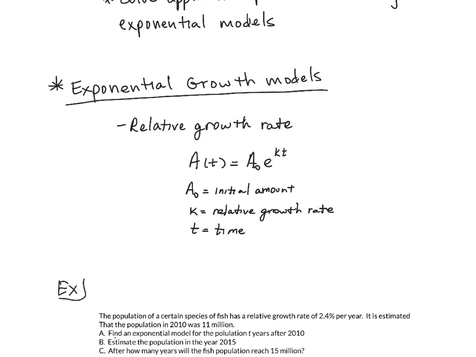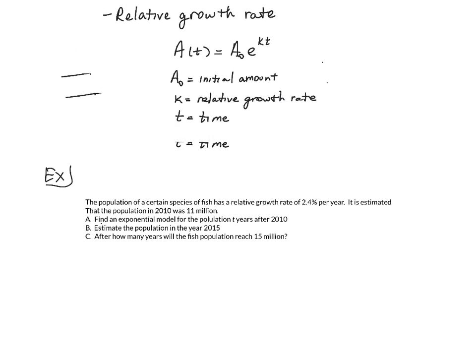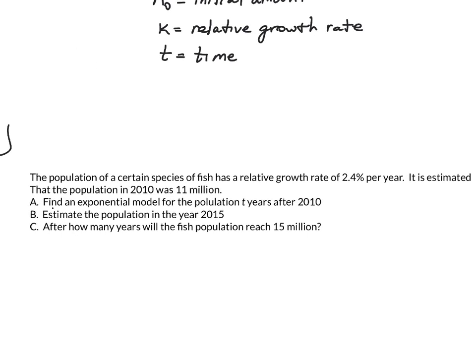So as an example, we have this situation here that does describe a relative growth rate. So we have a population of fish that has a relative growth rate of 2.4% per year. And then in 2010, the population was 11 million. So this would be our initial value.